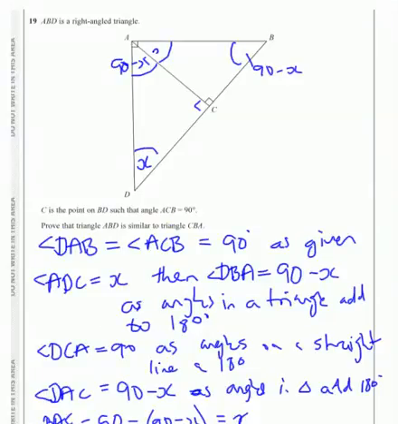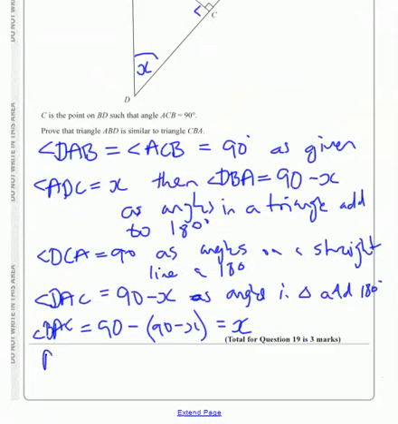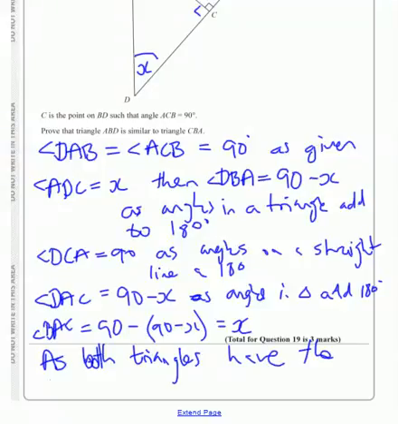Okay, so the large triangle here has angles x, 90 minus x, and 90. And this one here also has angles x, 90 minus x, and 90. So, as both triangles have the same angles, they are similar.